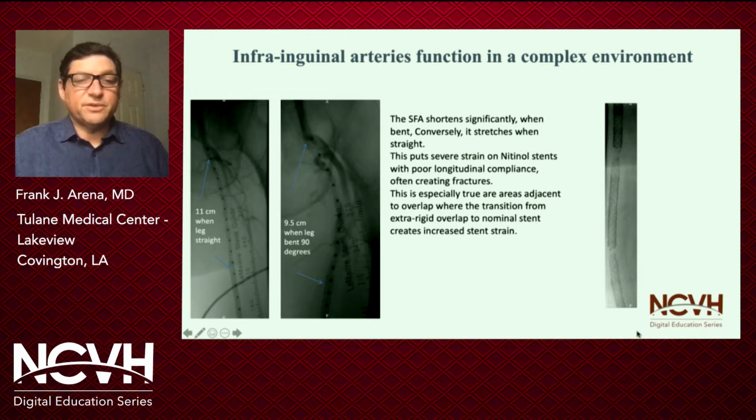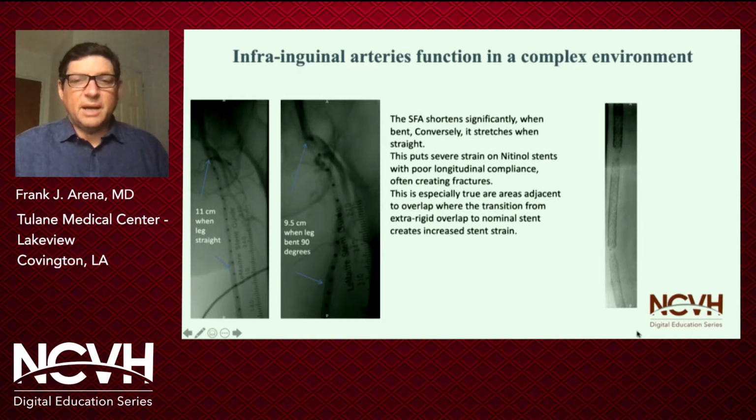As you can see on the left, when the leg is straight, there's 11 centimeters between the edge of the stent placed and the ostium. And when the leg is shortened, you can see that distance compresses to 9.5 centimeters. This is pretty consistent across superficial femoral arteries, where there's about 10 to 15% compression throughout the length of the SFA and popliteal.